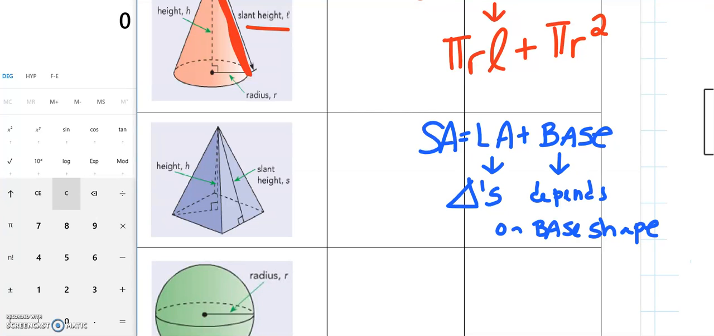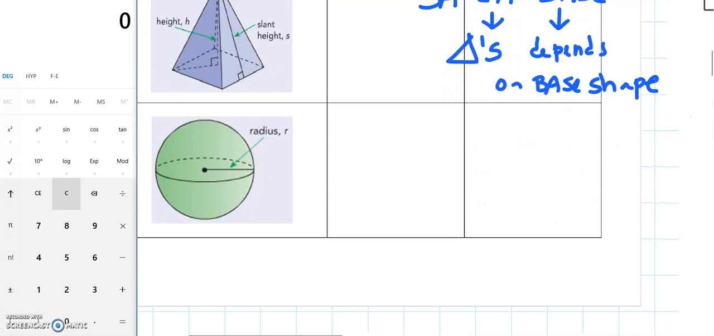Right? And now the last one for your sphere. Sphere is very simple. Okay, we are going to find the surface area. There is no lateral area. You just have the whole surface. Think of this like a basketball, and you'd want to figure out how much leather you need to create the basketball. You find the surface area by doing 4 pi r squared. And that's the formula for surface area of a sphere.